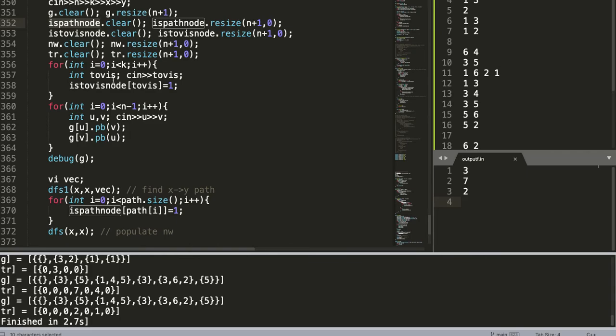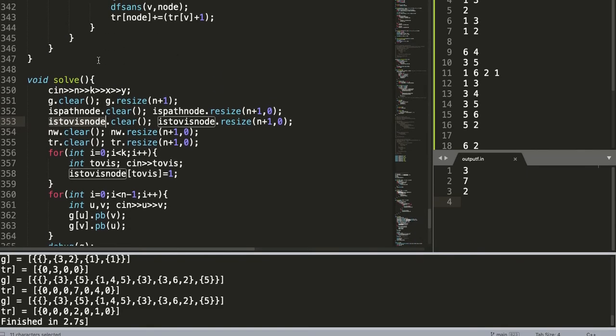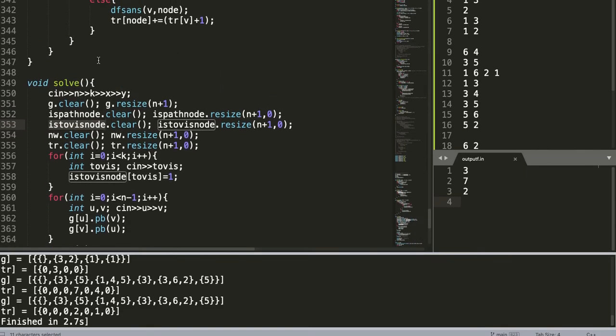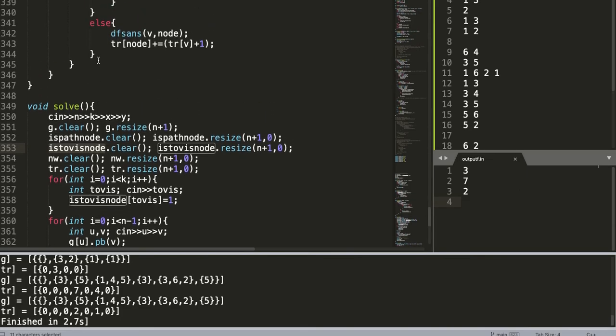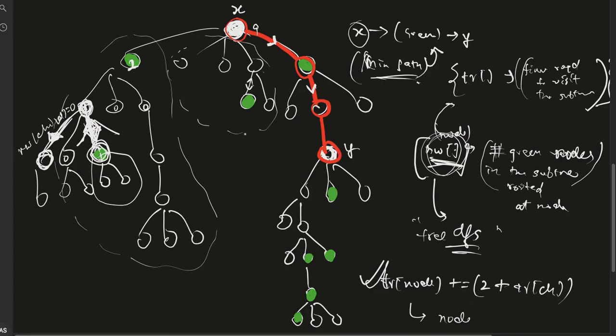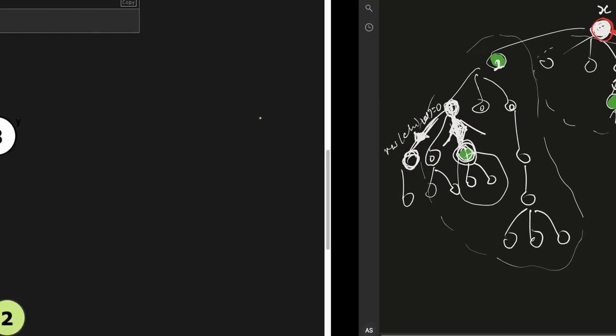isPath[node] tells whether the node lies on the path from x to y. isTo[node] tells whether the node is a green node or not. By green node I mean this node.